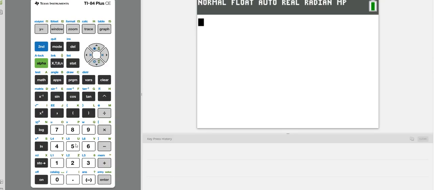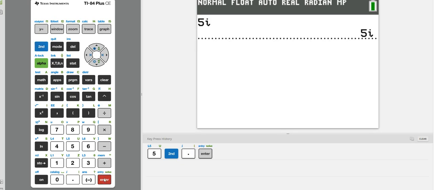Let's put in a 5. And if you look hard enough on your graphing calculator, you'll actually find an i on it. So where's the i? Well, it's right above the decimal. What do you think I got to do to get that number there, to get the i? Well, it's in blue, and I've got a blue key up here. Yeah, so the second key. Second, and then that. And you press enter, and nothing happens.